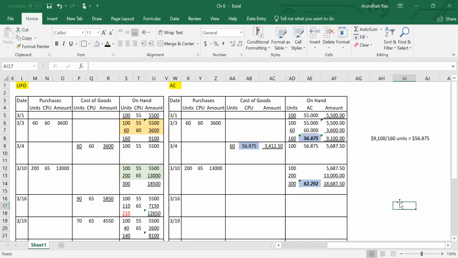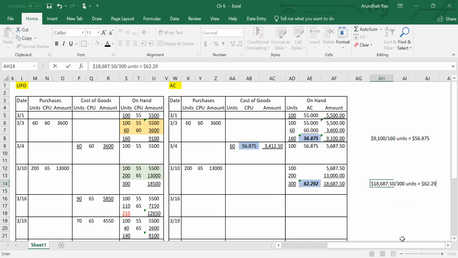The new average cost is $18,687.50 divided by 300. Okay, so do your calculation. It's $18,687.50, sorry, divided by 300 units. And this will give you an average cost of 62.292. That's the average cost. That's how we came up with the average cost.